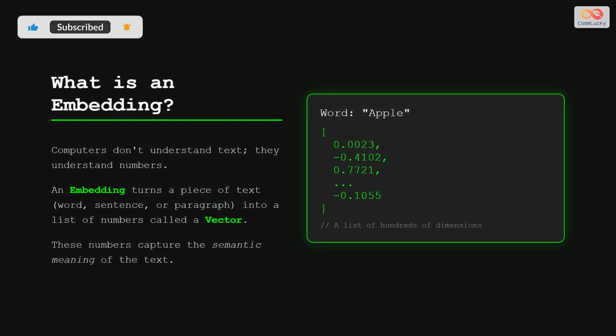To make this work, we need a way for computers to understand the meaning of text. This is where embeddings come in. An embedding converts text into a long list of numbers, known as a vector. These numbers represent the semantic meaning of the text. Words with similar meanings will have similar numbers in this list.